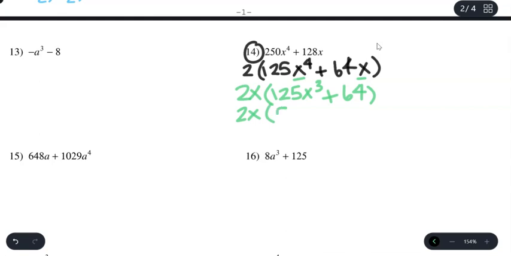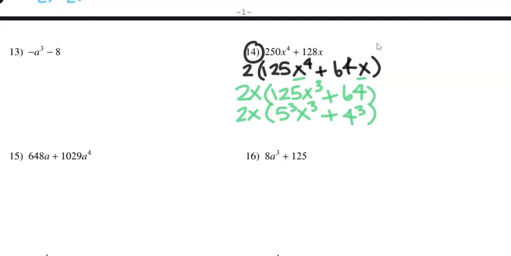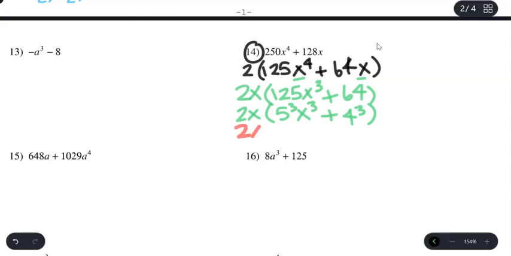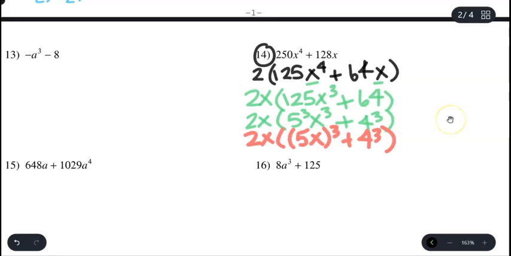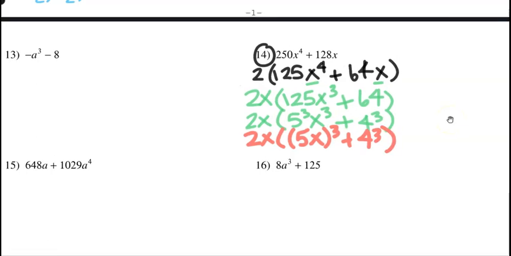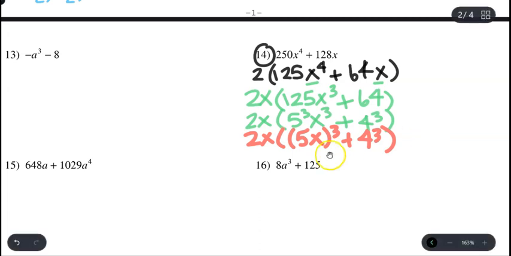And I'm going to rewrite this as 5 cubed x cubed plus 4 cubed. You can see how this is kind of coming together. Well, I can further write that as 2x times (5x) cubed plus 4 cubed. Now we need to look at the formula that we have for factoring a sum of cubes. So when we do this, you can see what we've created here by factoring out the GCF 2x.